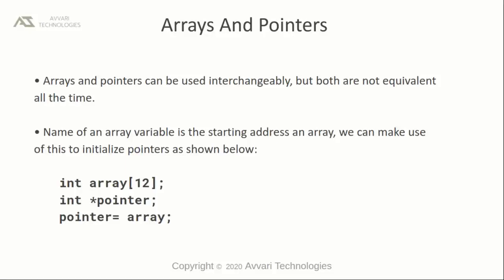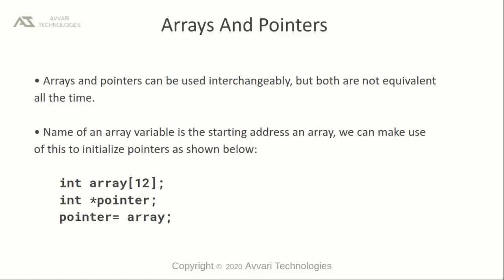Arrays and pointers. Both arrays and pointers could be used interchangeably, but both are not equivalent at compiler level. There is a slight difference in the assembly code. The name of an array variable is the starting address of an array, which we learned earlier. You can make use of this to initialize pointers.